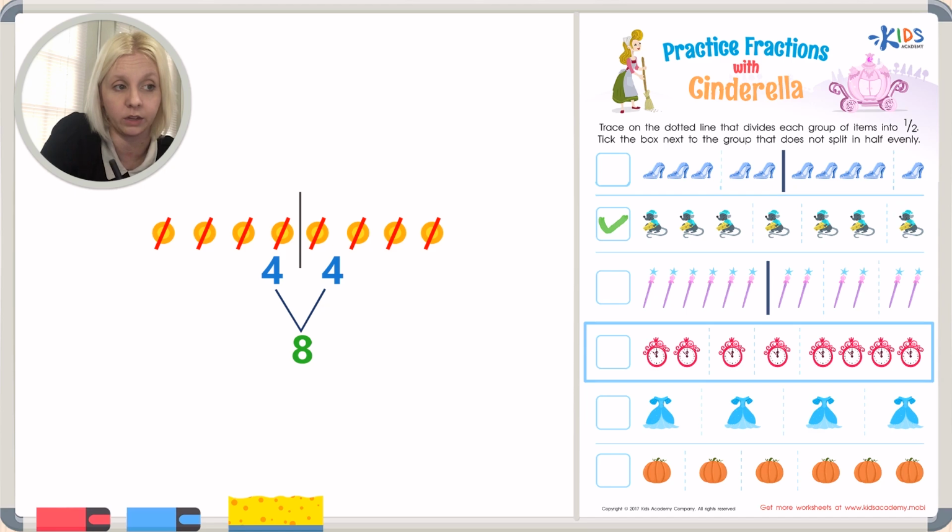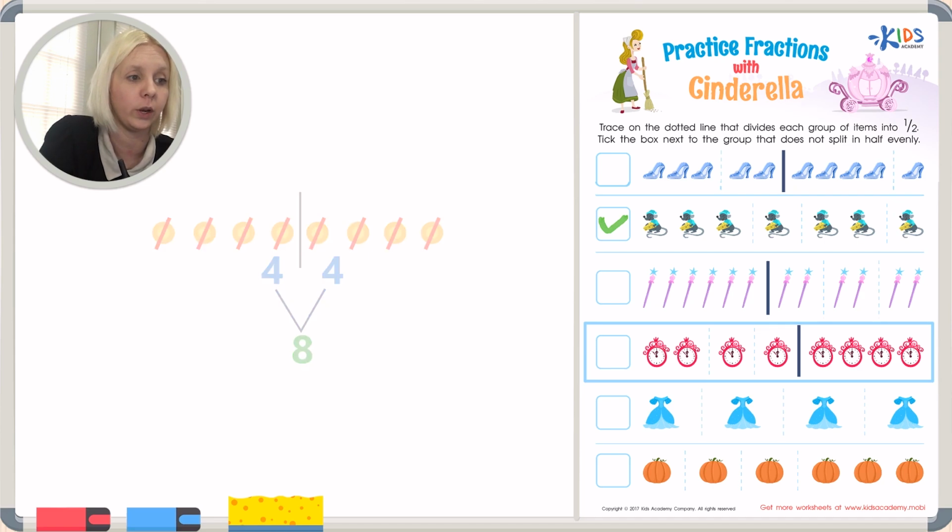So let's find the halfway point here. We've got 1, 2, 3, 4. So our halfway point is boop, right there. Okay, great job. Okay, now we are almost done.